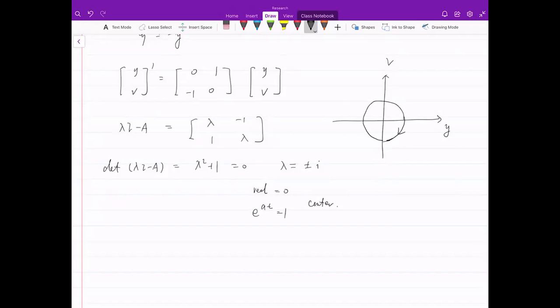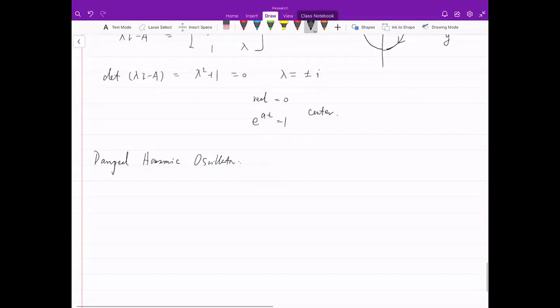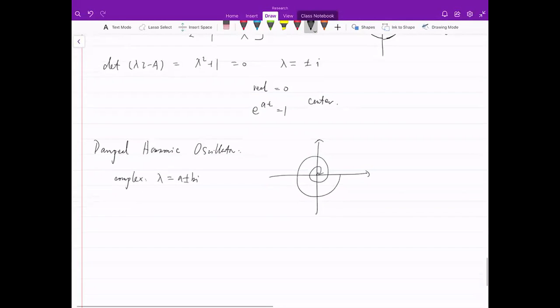You can easily verify one of the examples we had before for the damped harmonic oscillator. Remember the thing becomes like this, and eventually that harmonic oscillator stops. Now you know that thing is going to have a complex lambda equals a plus bi, and a is less than zero. That's what we had before.